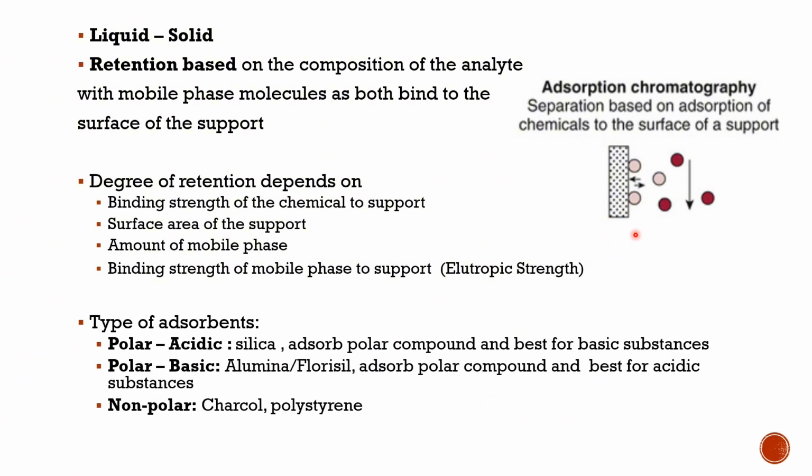Now the adsorbents can be polar acidic, polar basic, or non-polar. The different types of adsorbents depend on which analyte you want to separate. This is how you will choose it. The second type of liquid chromatography is partition chromatography. Here the separation is based on partitioning of chemicals into a layer of stationary phase. This is usually a liquid layer.